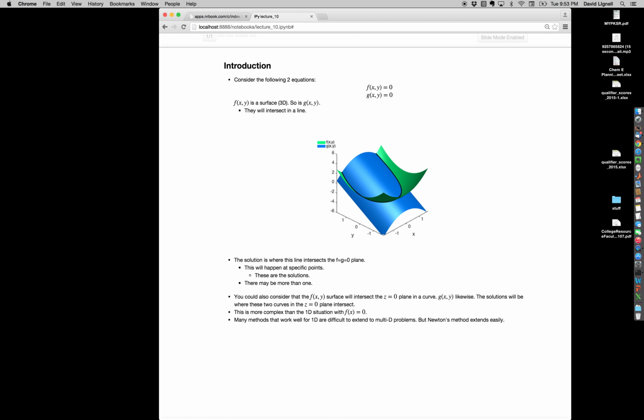So this, you can see right away, is going to be more complicated than the one-dimensional situation with f of x equals 0 for a couple of reasons. One is just in terms of trying to keep track of more than one variable, and the other will be that graphing it is usually out of the question when we're dealing with more than two unknowns. Many of the methods that work really well for 1D don't work very well at all when you try to extend them to multidimensional problems. Newton's method is particularly easy to extend, and so that's the method that we'll talk about in this discussion.